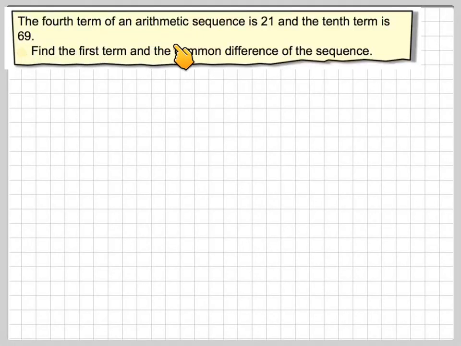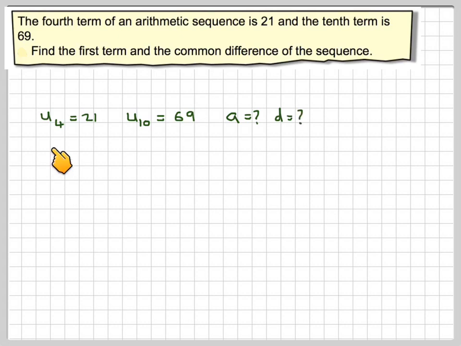The fourth term of an arithmetic sequence is 21, the 10th term is 69. Find the first term and the common difference of the sequence. So, extracting the information from the question, the fourth term is 21, the 10th term is 69, A we don't know and D we don't know.